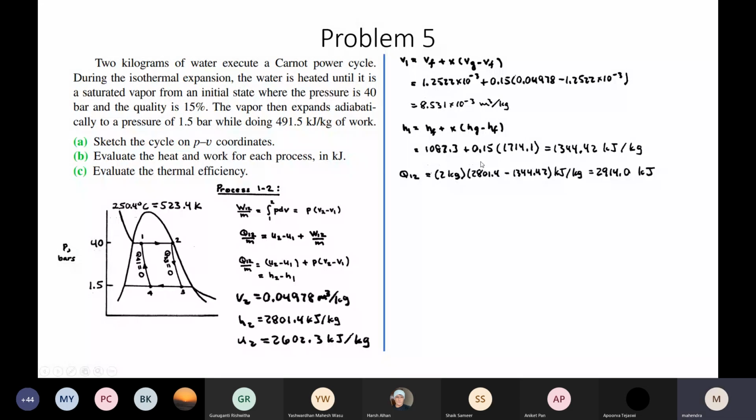Now by using this particular formula H2 minus H1, where H2 and H1 are specific enthalpies, meaning per kg, in our problem it has been given as 2 kilograms, so we are multiplying by 2. This is your heat addition in process 1-2, because that is the constant pressure heat addition process in the boiler.